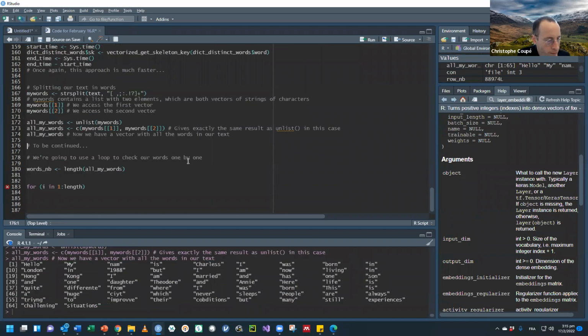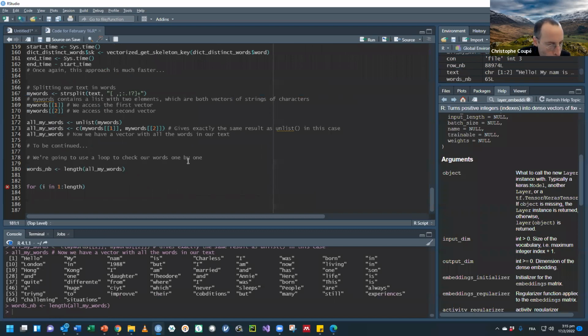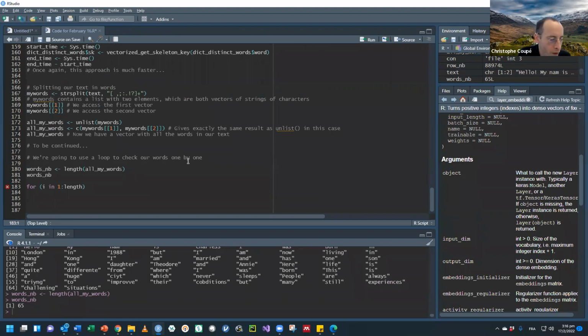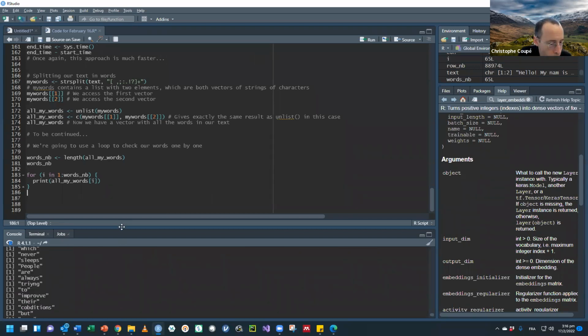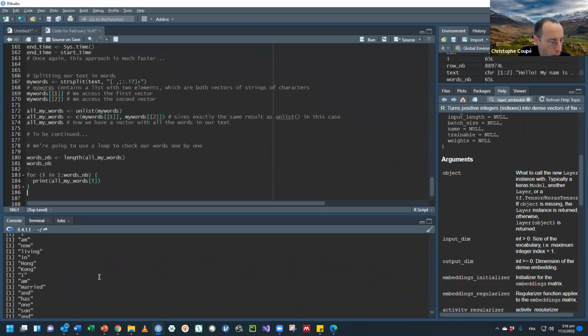All right. So if we want to know how many words we have in our vector, we can just use the function length. And if we check the value of words number, 65. So we have 65 words to try. So we can do a loop, and this loop will go from 1 to words number. If I want, I could do something very simple. If we do a loop like this, we just print the words one by one.